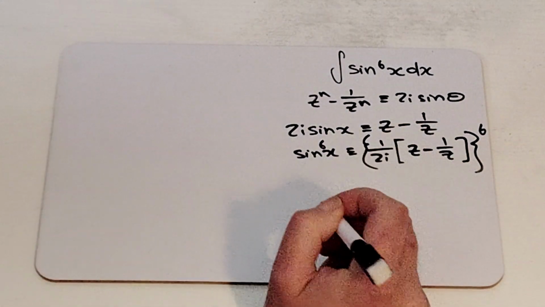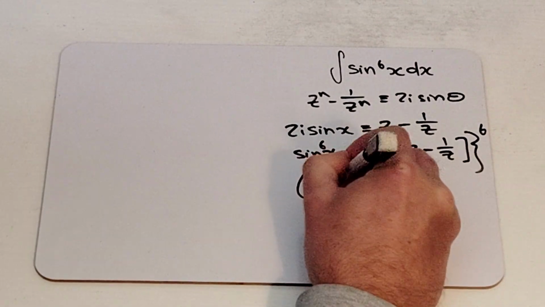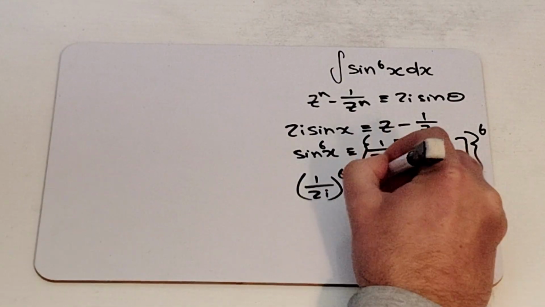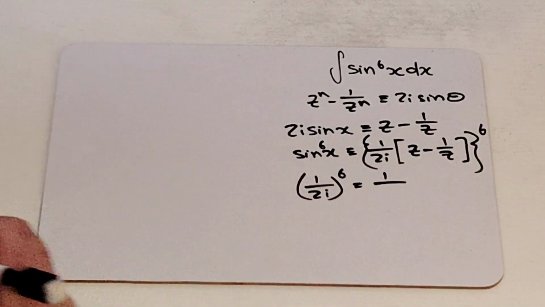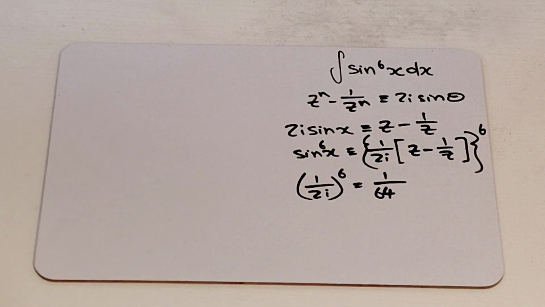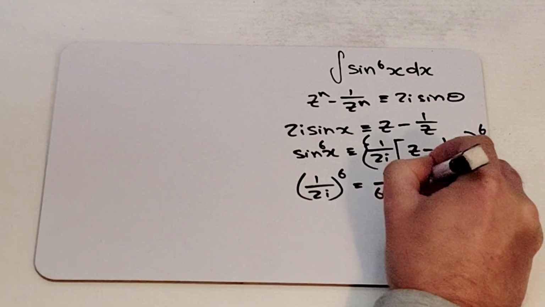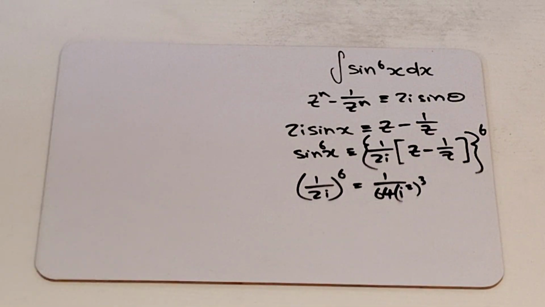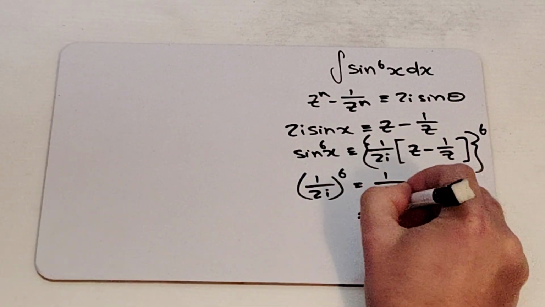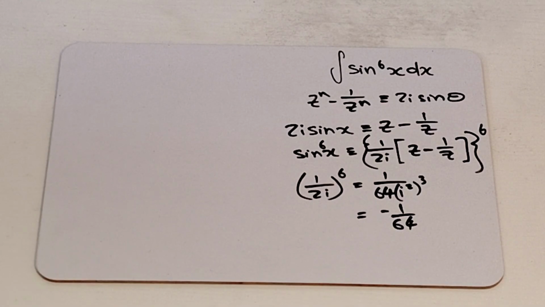So I'm going to deal with the 1 over 2i to the 6 first. So 1 over 2i to the power of 6 is just 1 to the 6 over 2 to the 6 i to the 6. So that becomes equal to 1 over 2 to the power of 6, which is 64, and i to the power of 6 is the same as i squared cubed. Now i squared by definition is negative 1. If I cube that, I get negative 1. So that becomes equal to negative 1 over 64. So that's dealt with the multiplier outside of the brackets.